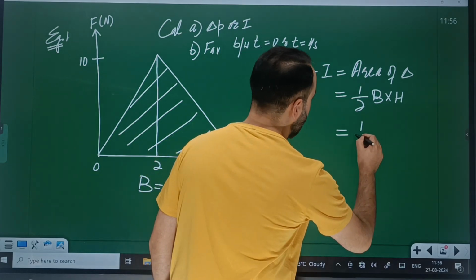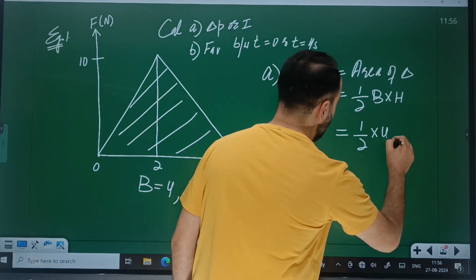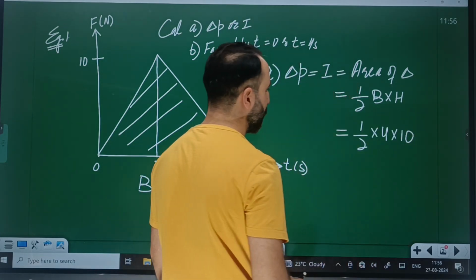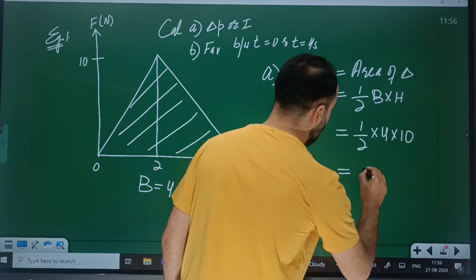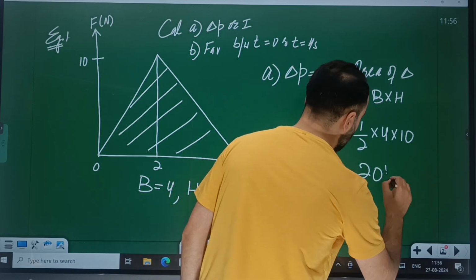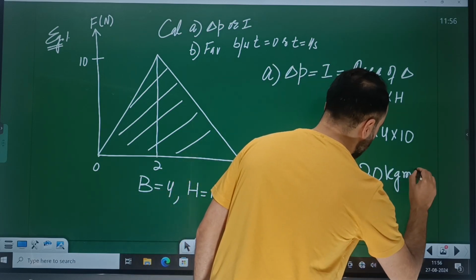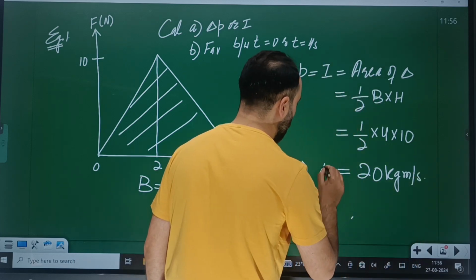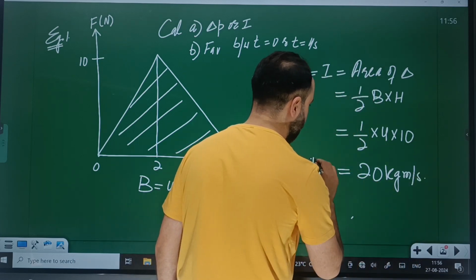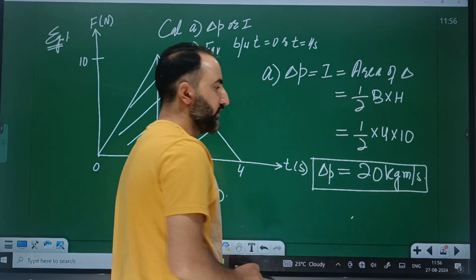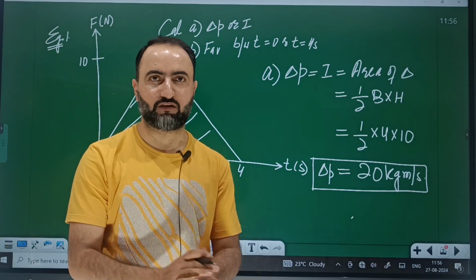So it's 1 divided by 2, base is 4 multiplied by 10. 4 into 10 is 40, 40 divided by 2 is 20. So the answer will be 20 kilogram meter per second. This is delta p or impulse, one and the same thing. It was a simple question.